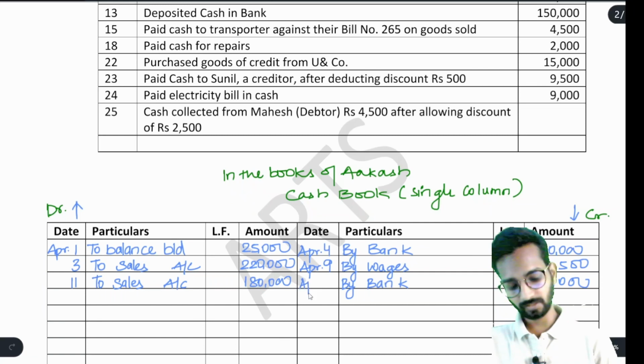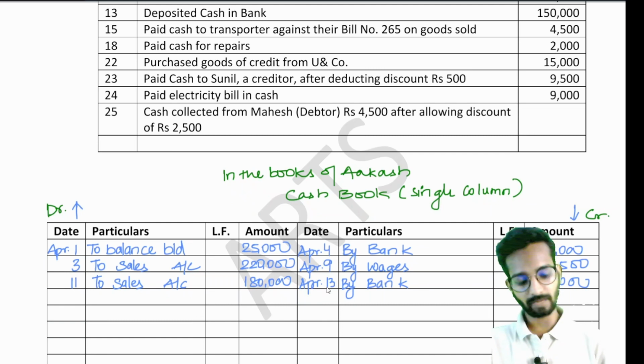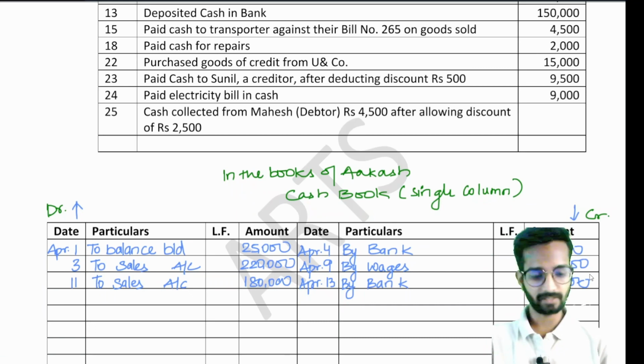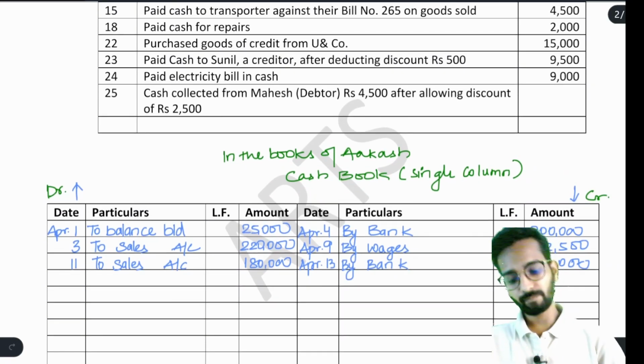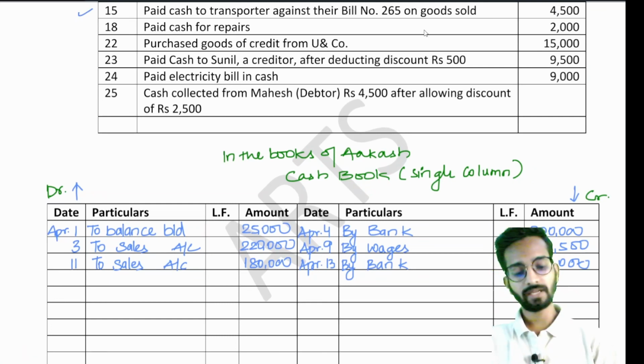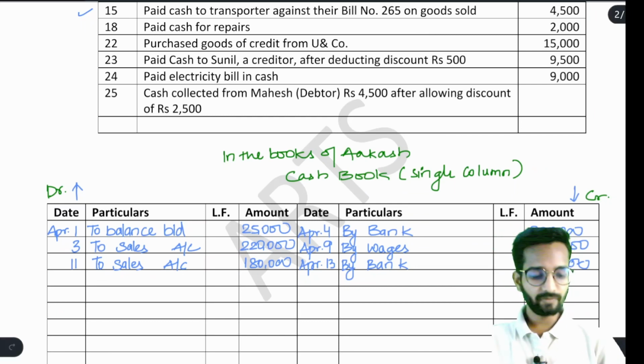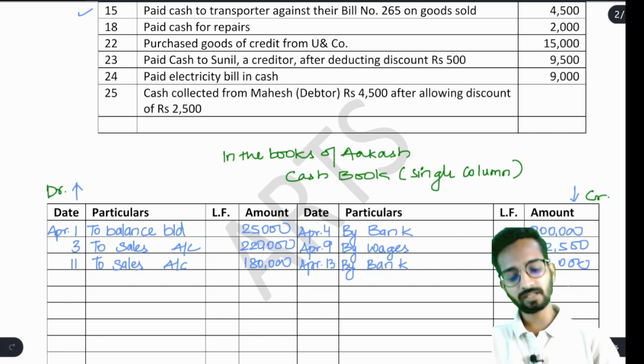April 13. Simple enough. April 13, deposited cash in bank 1,50,000. My cash is reducing, my bank balance is increasing. Now entry for April 15, we have paid cash to transporter against bill number 265 on goods sold. It means 4,500 rupees we have paid. See, it is very simple. If you can understand this, that if there is a payment, write this side payment, and wherever are the receipts, write this side.